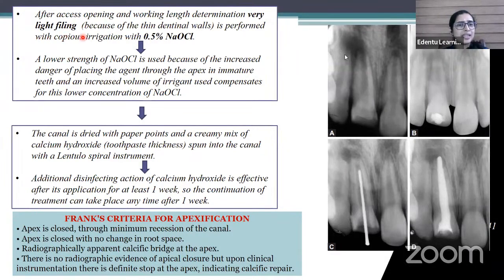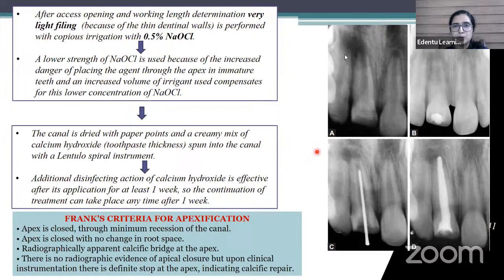Okay. After access opening, you have to determine the working length and in such a way that you give a very light filing force, because as we already told, the dentinal walls are very thin. And then a lower strength of NaOCl is used because of the increased danger of placing the agent through the apex in immature teeth. As I told, it's a case wherein you have an open apex because of which you have to be very careful regarding the same. And then the canal is dried with paper points and a creamy mix of calcium hydroxide is spun into the canal. Additional disinfecting action of calcium hydroxide is effective after its application for at least 1 week. So the continuation of the treatment can take place at any time after 1 week.